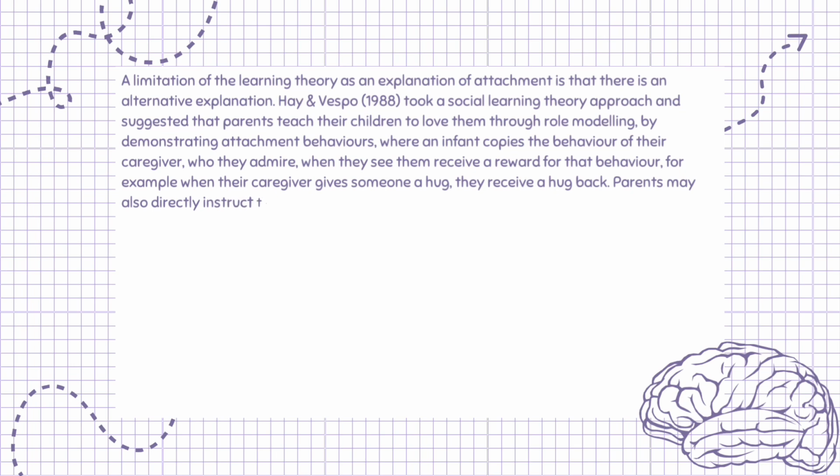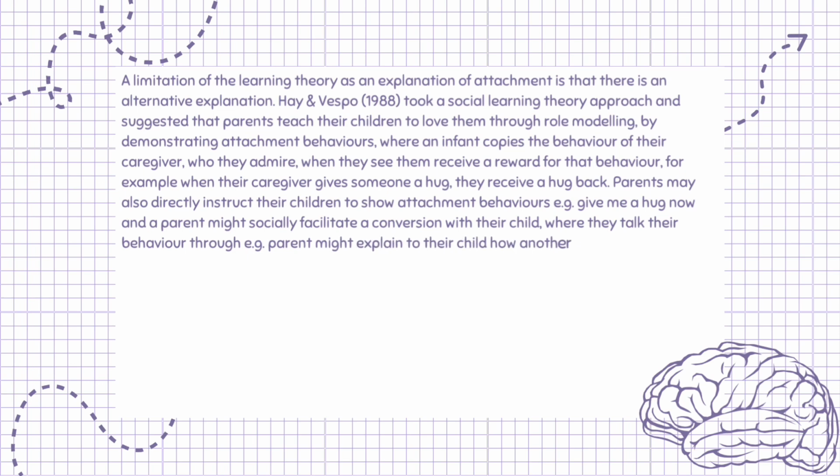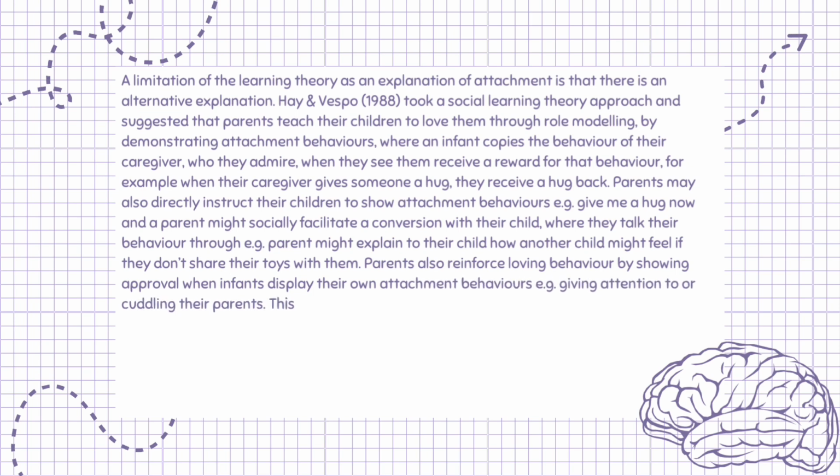Parents may also directly instruct their children to show attachment behaviors, e.g., give me a hug now, and a parent might socially facilitate a conversation with their child, where they talk their behavior through, e.g., a parent might explain to their child how another child might feel if they don't share their toys with them. Parents also reinforce loving behavior by showing approval when infants display their own attachment behaviors, e.g., giving attention to or cuddling their parents.